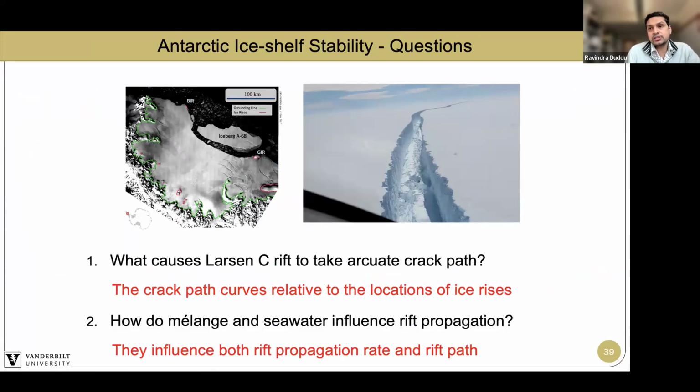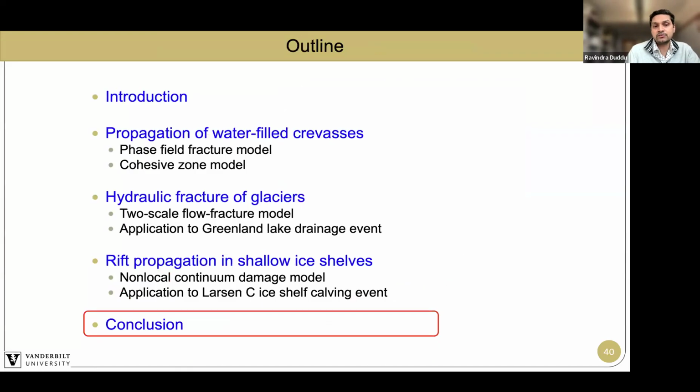So how did we answer? This is how I'll end. Yes, the crack path curves relate to the locations of these ice rises. So they're very important to how the stress state is and how rifts propagate. And so we need to be looking not just at where the ice is, but also at what is underneath the ice shelf to get a better picture. And then the melange and seawater also influence the rate of propagation and the rift path.